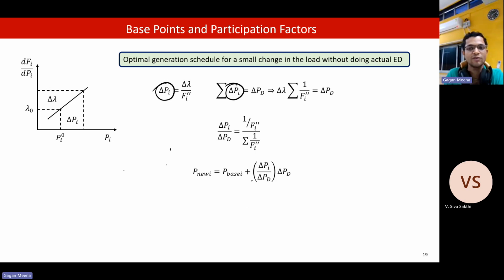So this will tell what percentage of change in demand should be met by this generator.